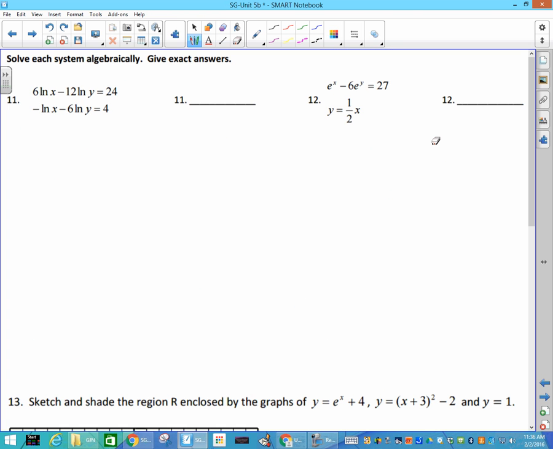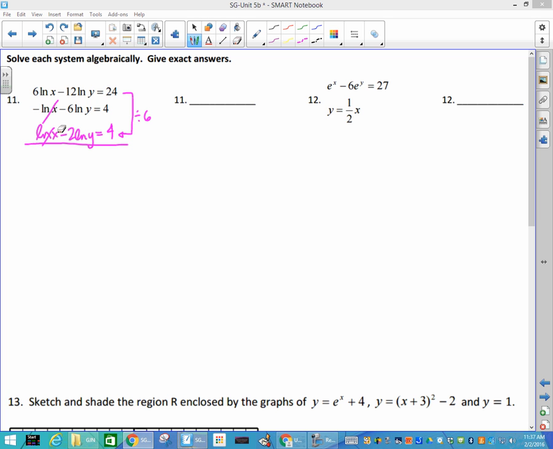Okay, backside, solve each system algebraically. Okay, multiple ways of doing this, so it's whatever you see and whatever's going to be easiest for you. I'm always about making these numbers smaller, so I see there's a common 6 in every term, so I'm actually going to divide everything by 6. And when I do, I'm going to get ln of x minus 2 ln of y equals 4. And then I add these two together, and these cancel out.